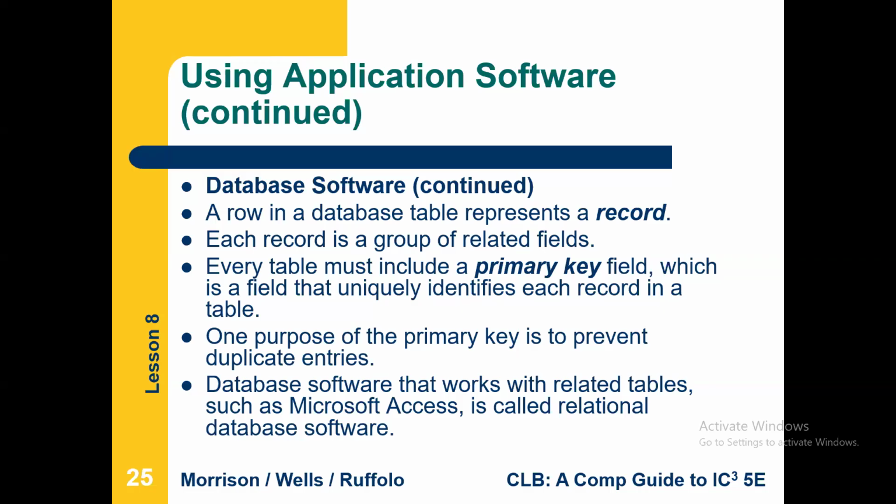Database software works with related tables. An example of database software is Microsoft Access. Microsoft Access is an example of relational database software. We have different types of database software. Some are object-oriented, some are relational, some are hierarchical. But here, we don't want to go into those technical details. Those are for computer science. Just know that the software we are using is an example of database software, and it is an example of a relational database.